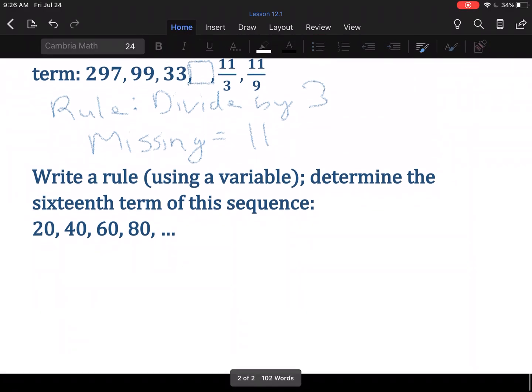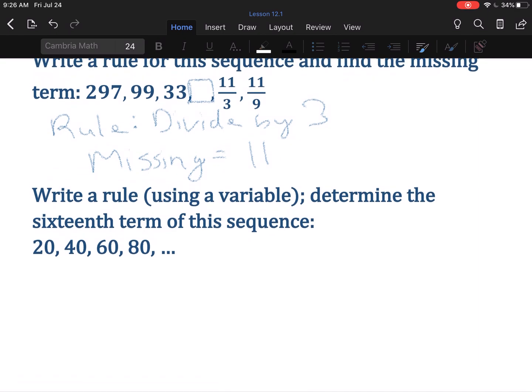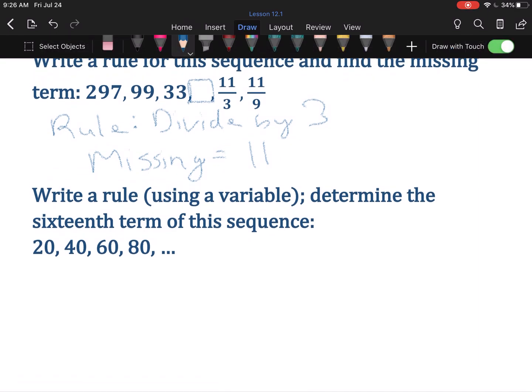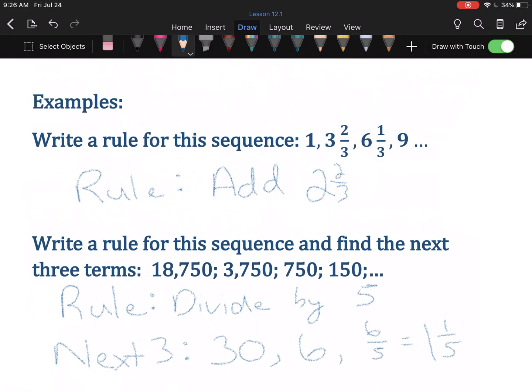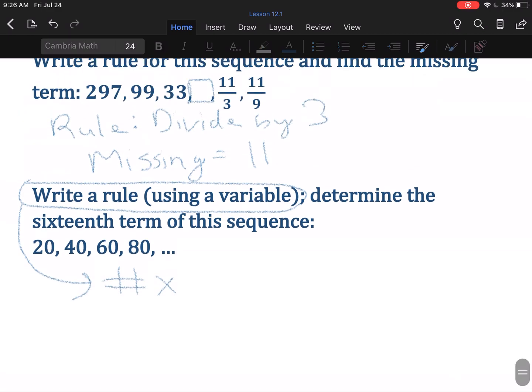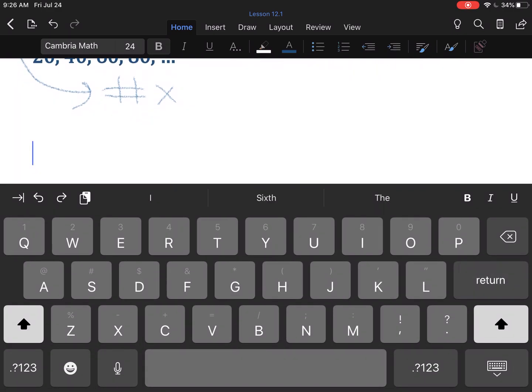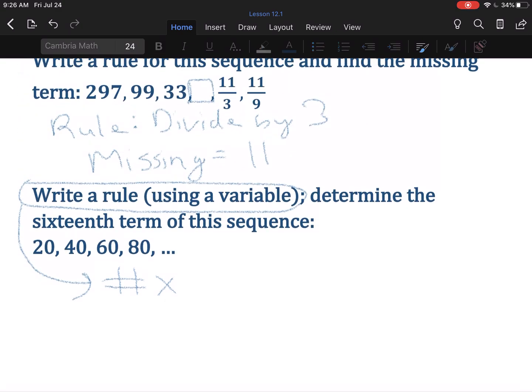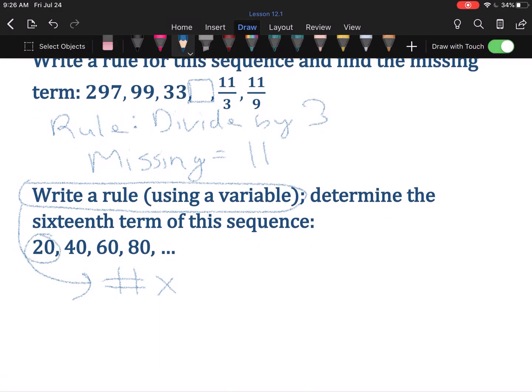Write a rule using a variable. Determine the 16th term of the sequence. Okay, so when you're asked to write a rule using a variable, this right here, it's going to be some number x. That's it. It's a multiplication rule right now. Things will get more interesting later, but for now, this section specifically, it's just going to be a number times x. And specifically, not just any number, but it's going to be the first number.